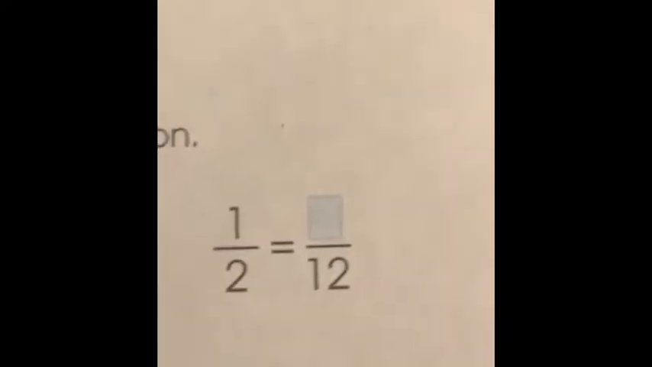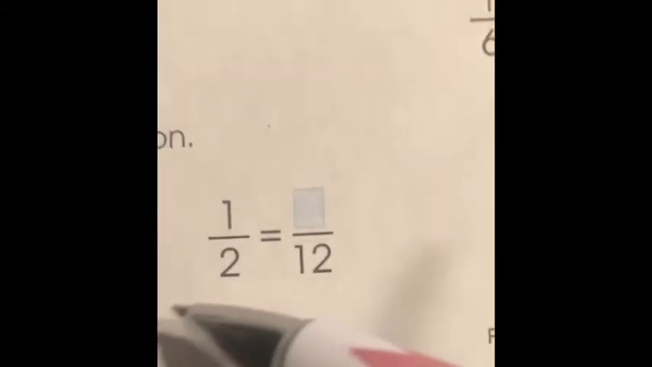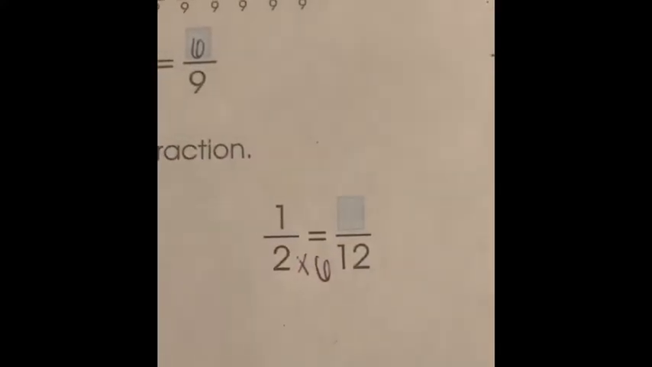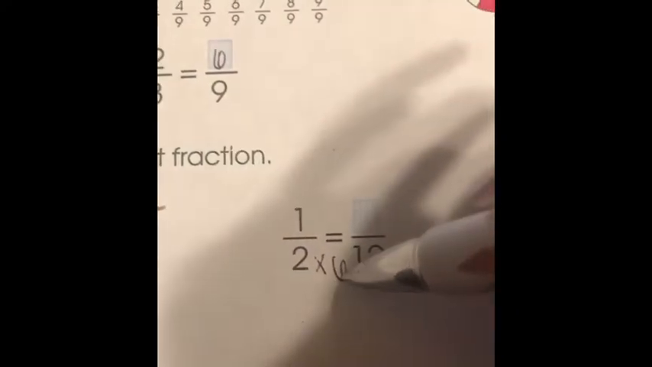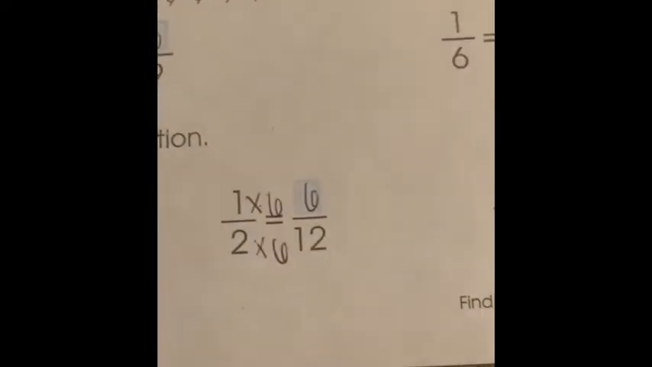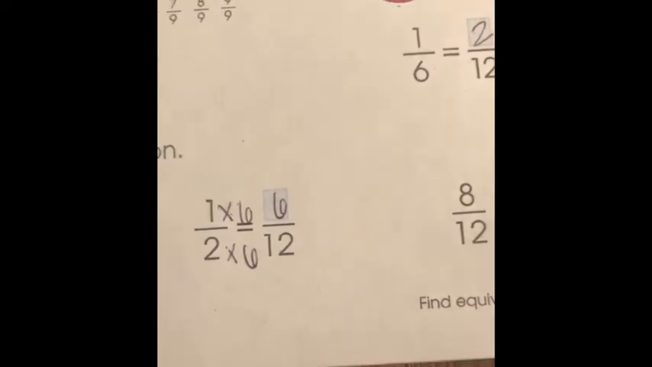Here, we see that we have 1/2, and then we need to figure out what the numerator of this number is. If I start here and I go over here, it's going up, so I know that I need to multiply, and I know that 2 times 6 is 12. Whatever I multiply in the denominator, I have to multiply the numerator by as well. So 1 times 6 gives me 6. So 1/2 is equivalent to 6 over 12.